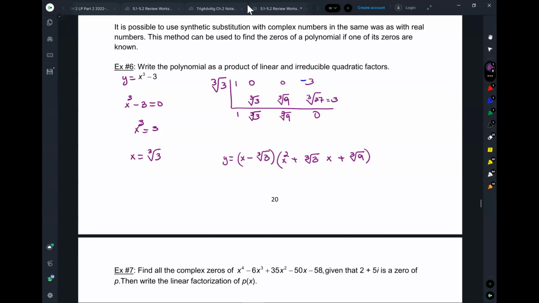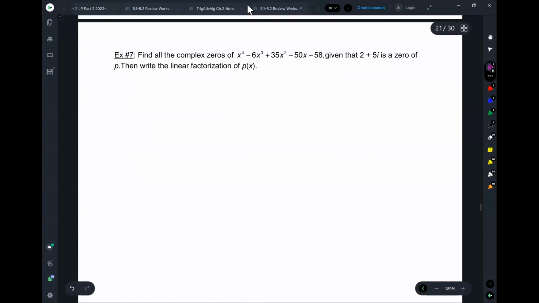Okay, last but not least, okay. So here's how something might look on the test as well, right? So find all the zeros of this, given that 2 plus 5i is a 0. Okay, so if 2 plus 5i is a 0, so is 2 minus 5i. So let's do this. We're going to put 2 plus 5i out here, and then we're going to put the coefficients, but spread them out because this is going to take a little bit more space. So 1, negative 6, 35, negative 50, negative 58.